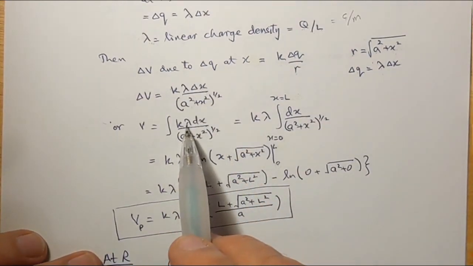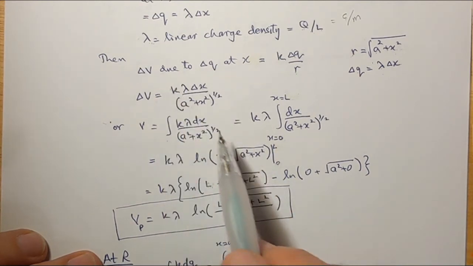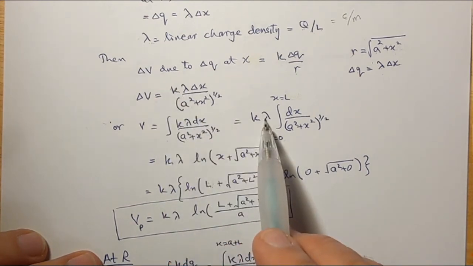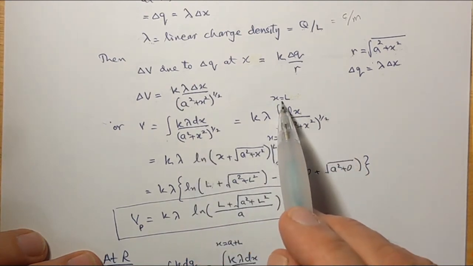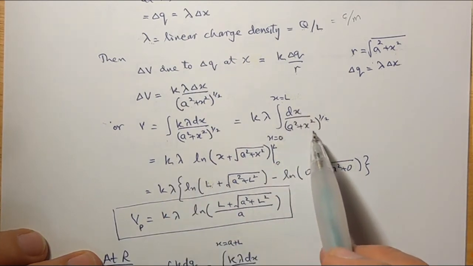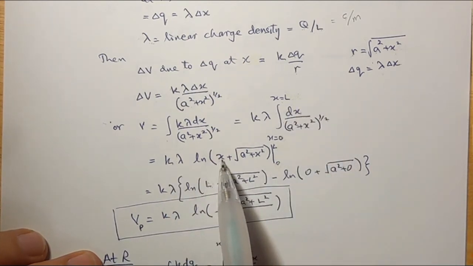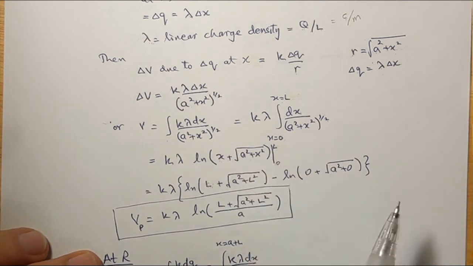So this equation becomes, that's the same thing again, integrated, and the k and lambda are constant, and we have the integral of dx over the square root of a squared plus x squared, where x goes from 0 to L. Now this is constant here, and the integral of this term is ln of x plus the square root of a squared plus x squared, and the limits are 0 to L.